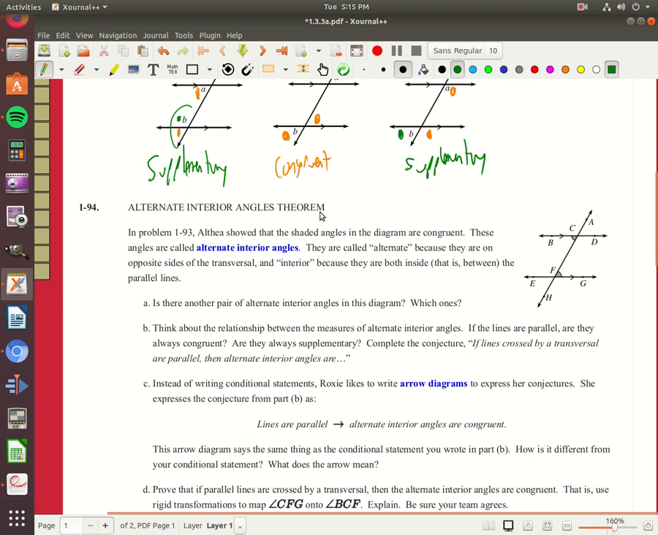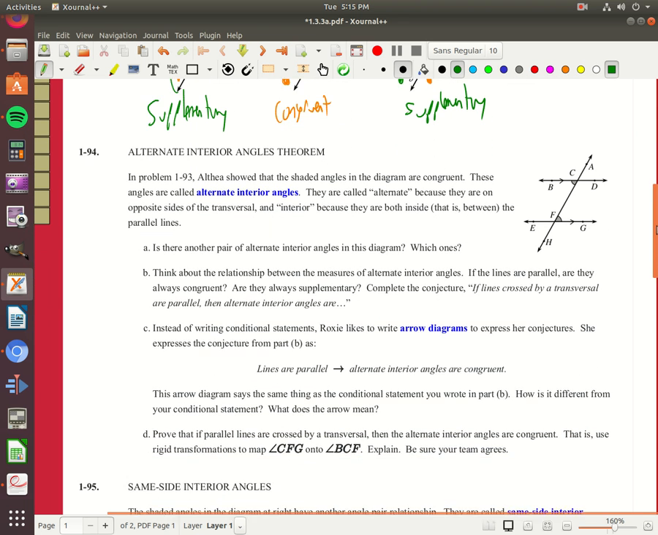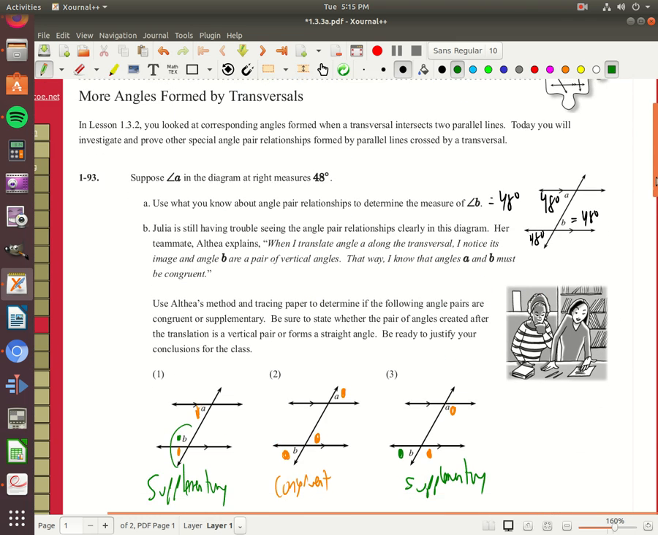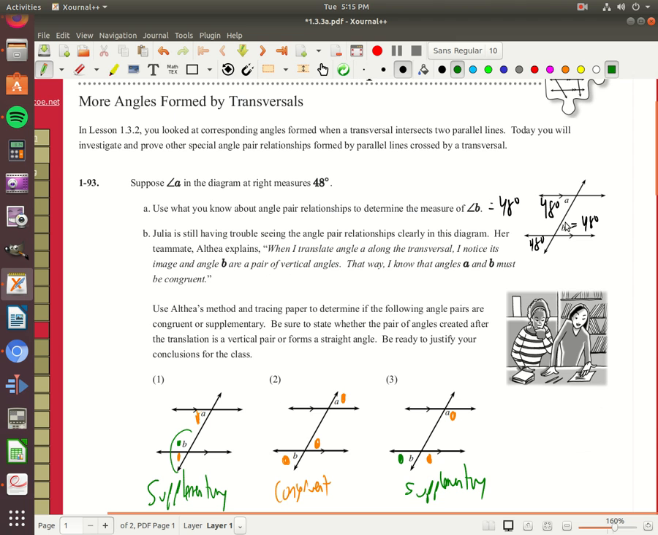So, the alternate interior angles theorem. In problem 193, Althea showed that the shaded angles in a diagram are congruent. These angles are called alternate interior angles. So let's look. These were the alternate interior angles. And we know that alternate interior angles have to be congruent, right? Again, if this is orange, then this is orange. And if this is orange, this is orange. So there we go, those alternate interior angles.